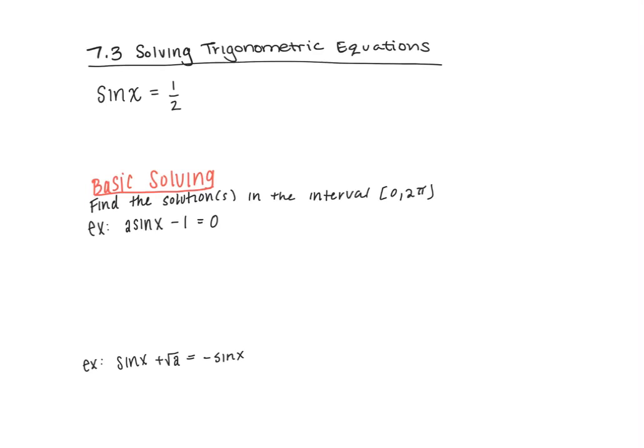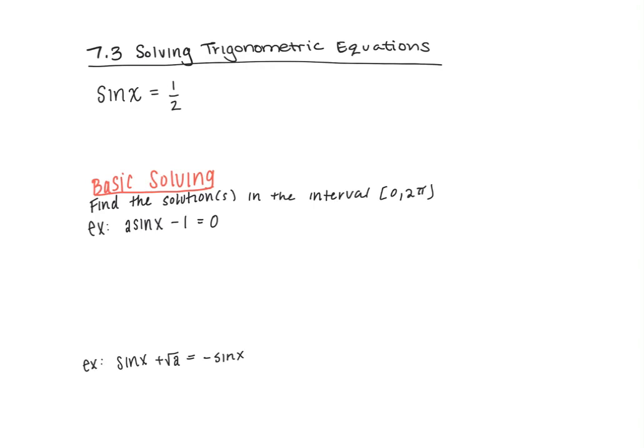7.3 is all about solving trigonometric equations. So we're going to put together everything we've learned so far about trigonometry: the unit circle, sine, cosine, tangent, and also a lot of our algebra concepts like factoring and solving equations. We're going to put all of that together to start solving trigonometric equations.